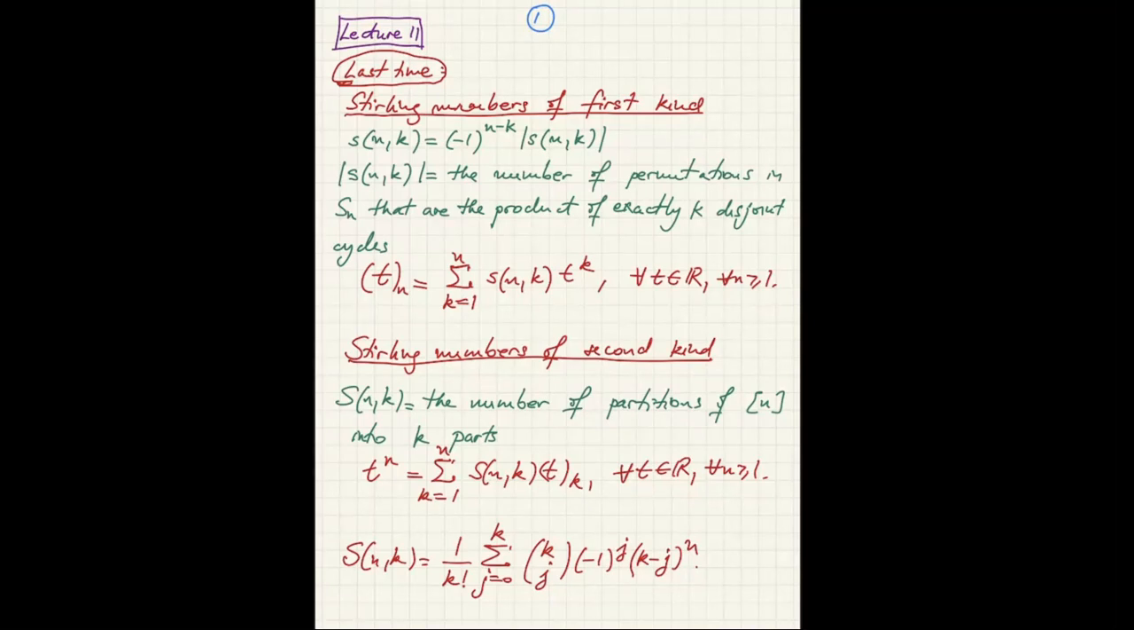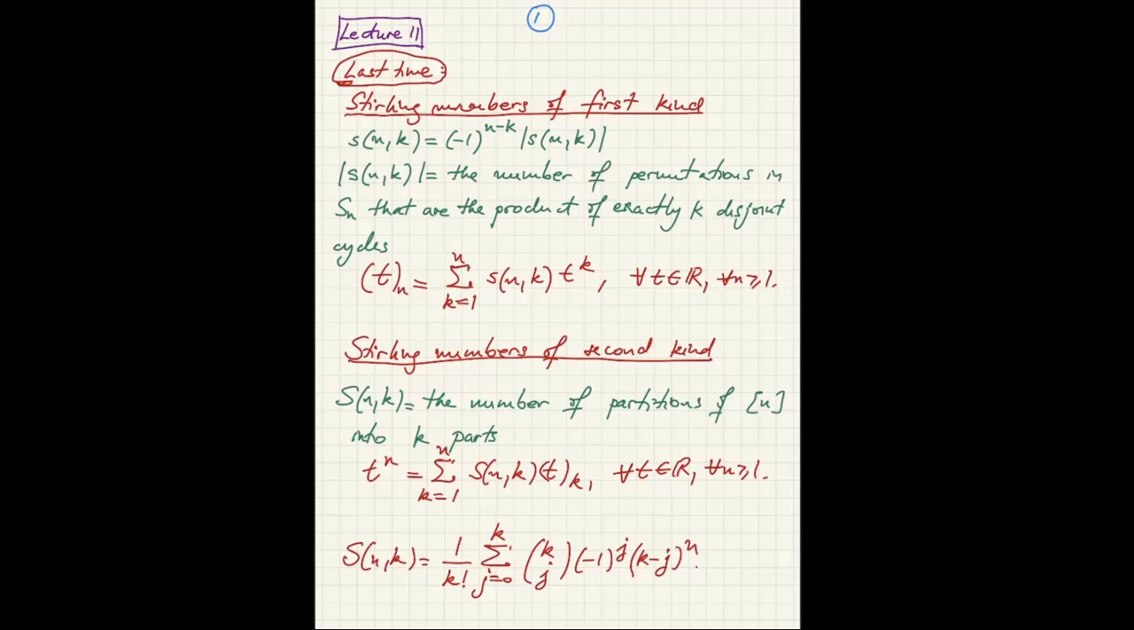So the Stirling numbers of the first kind are defined as follows. The absolute value of the Stirling number of the first kind with parameters n and k is the number of permutations in S_n that are a product of exactly k disjoint cycles. And the Stirling number itself, s(n,k), is a signed version of its absolute value. So s(n,k) will be (-1) to the power n minus k times its absolute value.